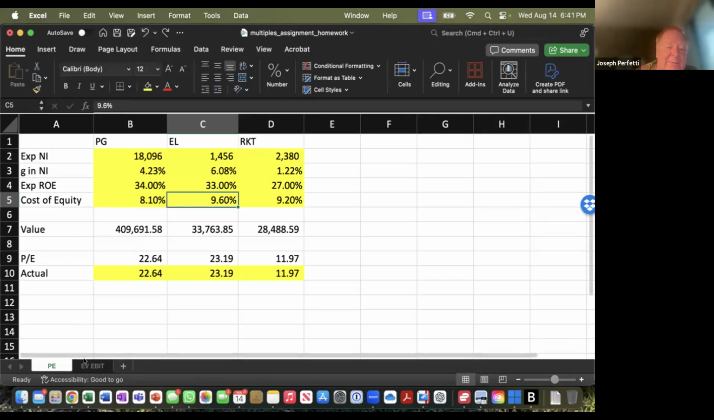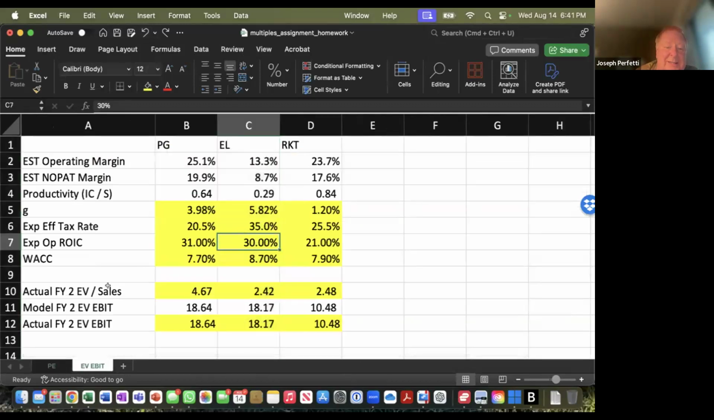We get over to EV to EBIT. The one thing we see is that P&G now has a slightly higher EV to EBIT than Estee Lauder, an effect of the non-operating items and the debt. But regardless, why is P&G trading at a premium to Estee Lauder on EV to EBIT? First of all, again, very similar spreads in the way that I played it out: 31% ROIC and 30% ROIC against about an 8%, 9% WACC. So very similar spreads. The G at Estee Lauder is again expected to be higher, 5.8% versus around 4%.